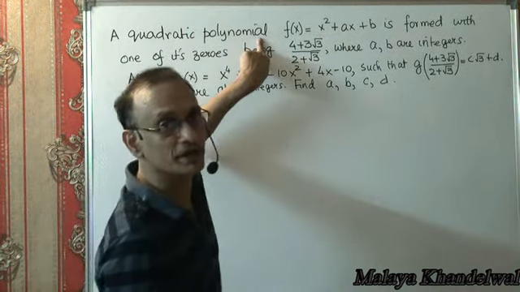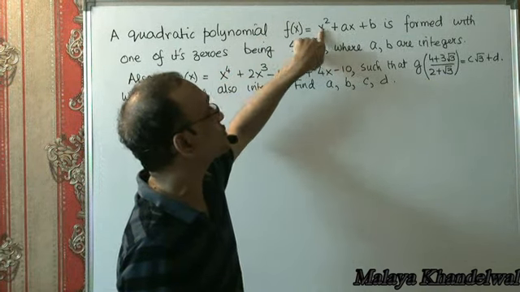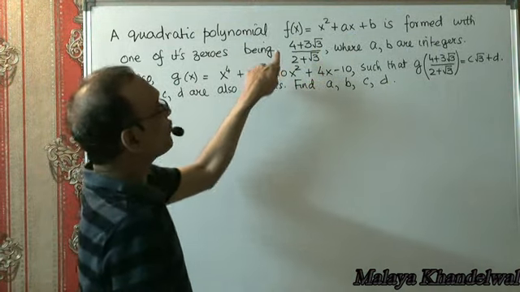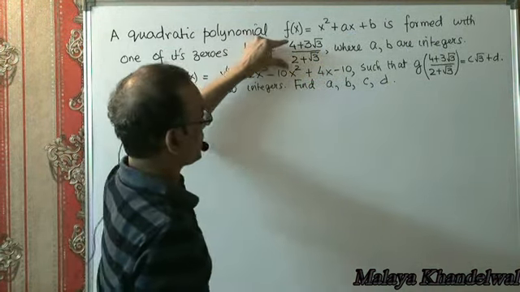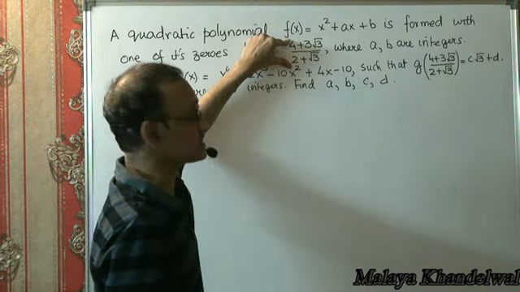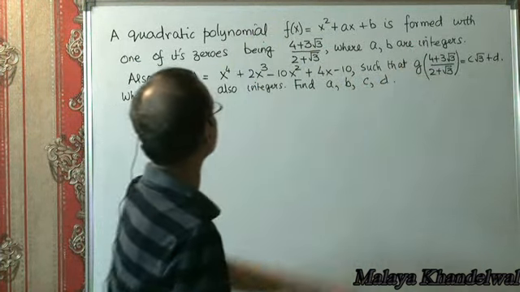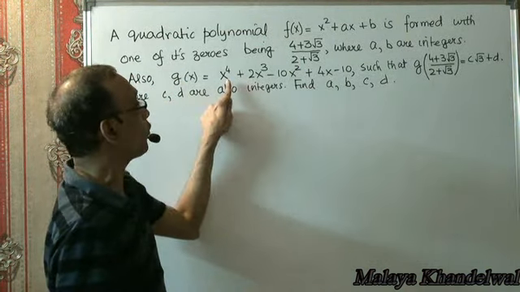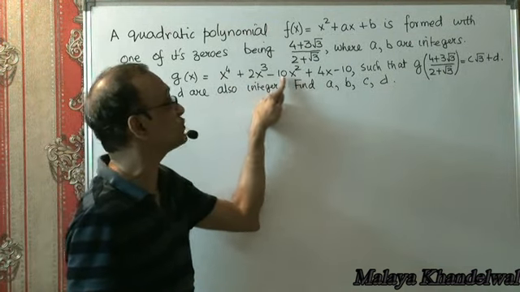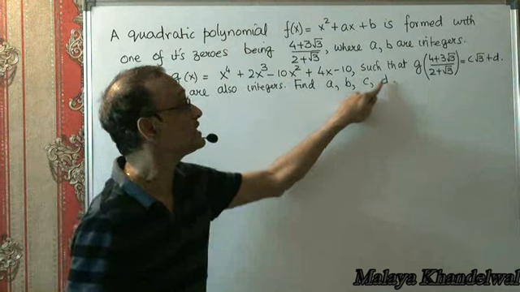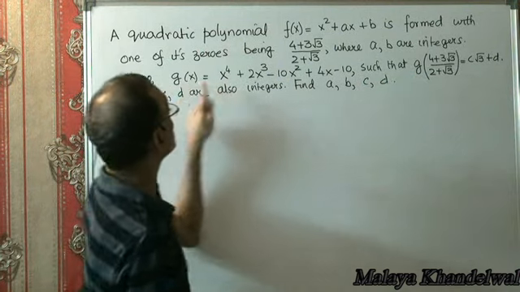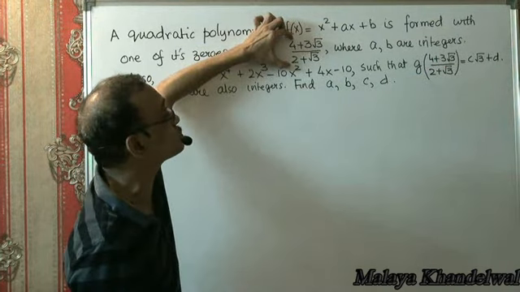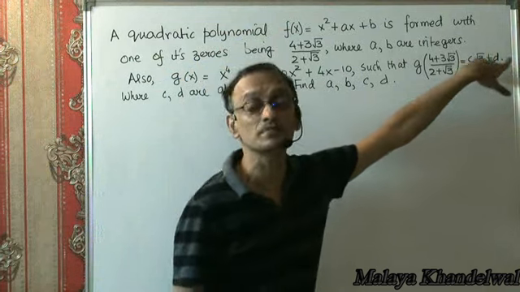We have a quadratic polynomial given by f(x) equal to x squared plus ax plus b. And one of its zeros, meaning roots, is (4 plus 3 root 3) by (2 plus root 3), where a and b are integers. And we now construct another polynomial g(x) of degree 4, x power 4 plus 2x cubed minus 10x squared plus 4x minus 10, such that g of this, meaning the value of this expression at x equal to (4 plus 3 root 3) by (2 plus root 3), is c root 3 plus d.